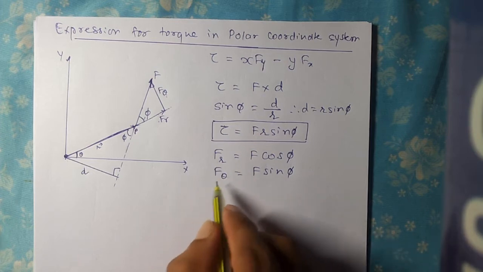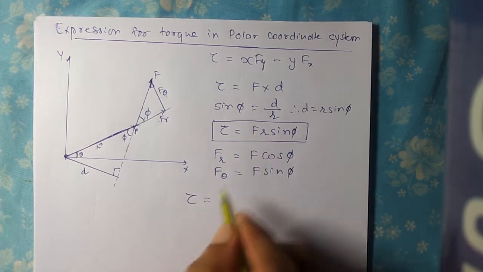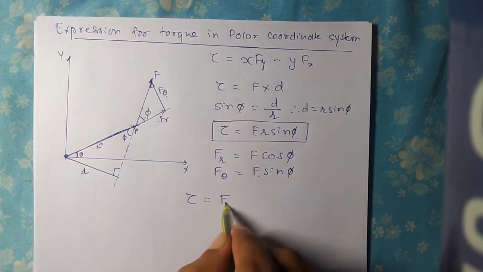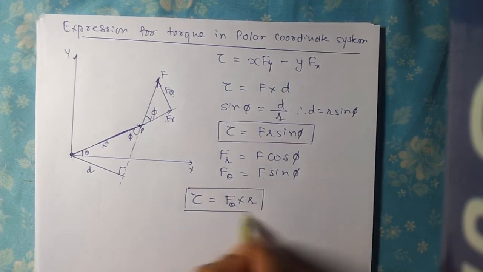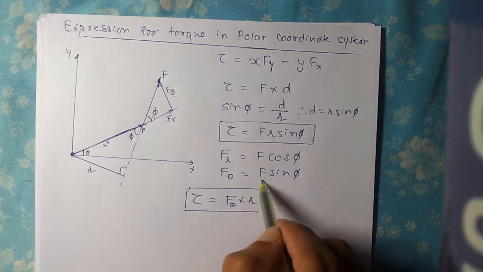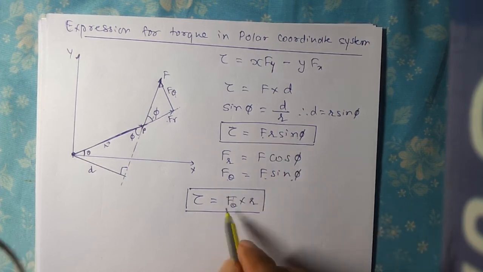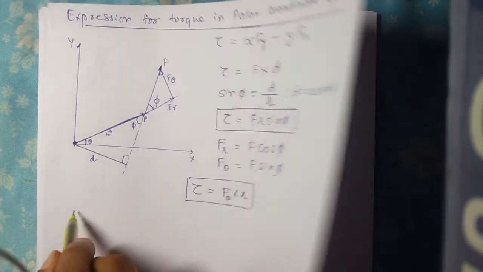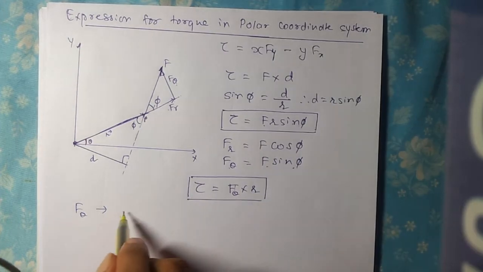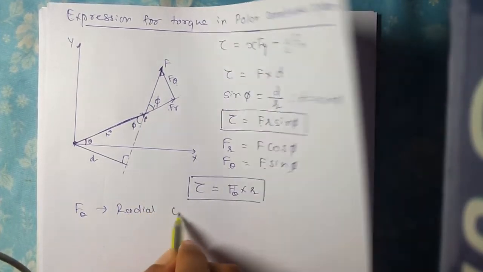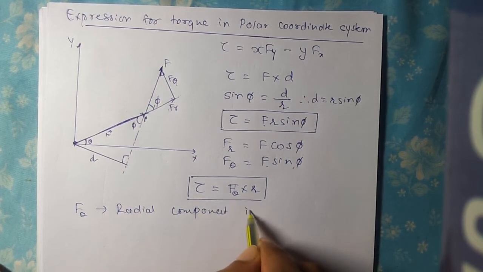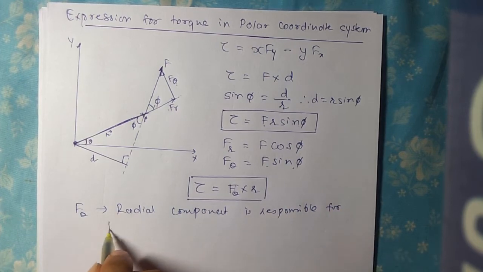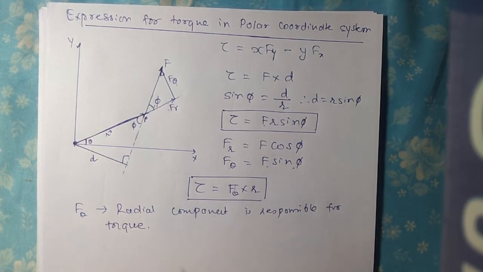If I go back to this equation, tau is equal to F r sin phi, then F sin phi is F theta, so F theta into r, right? This is another expression for torque. What I have done is I have substituted the value of F sin phi as F theta. F sin phi is F theta, so tau is equal to r F theta, and this very clearly indicates that it is the F theta which is responsible for torque. So F theta, which is the tangential component, is responsible for torque. Right.